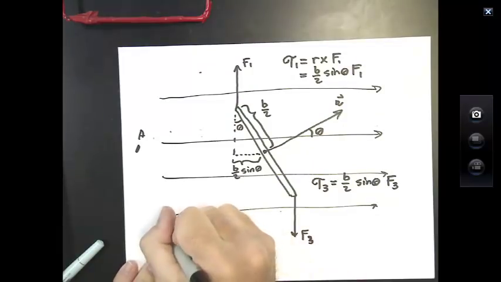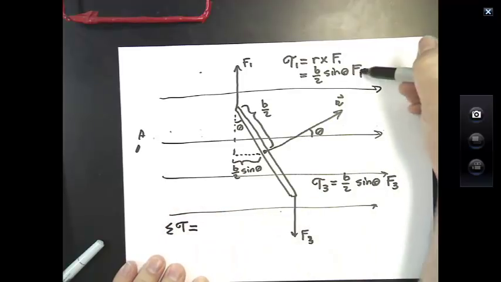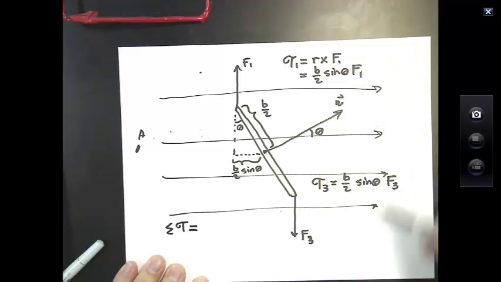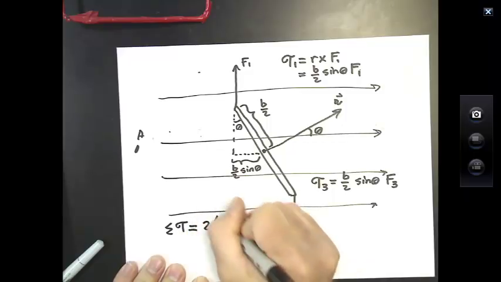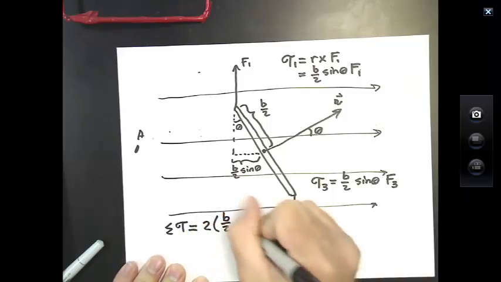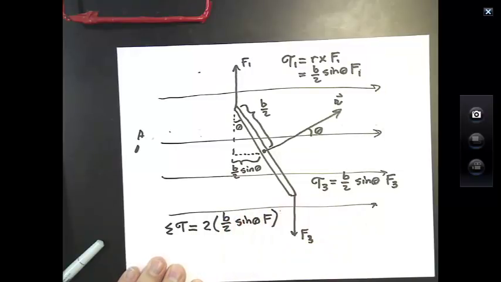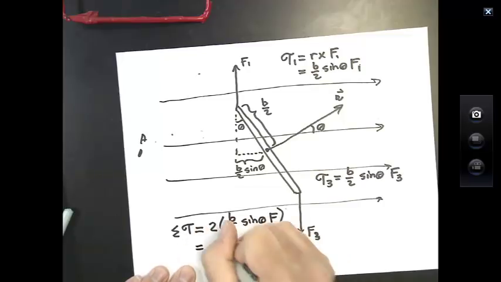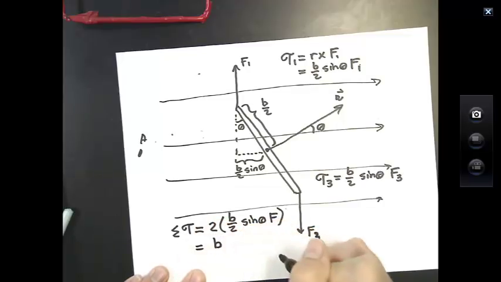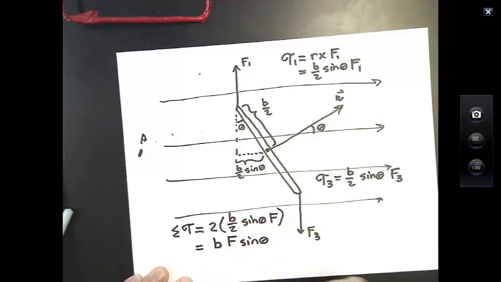So that means the sum of the torques, if I add them up, I've got the same magnitude of force, the same angle, the same B over 2. I'm just going to say it's 2 times B over 2 times the sine of theta times the force on our loop. Okay? So that means we've got B times F times the sine of theta as the sum of the torques on this thing.